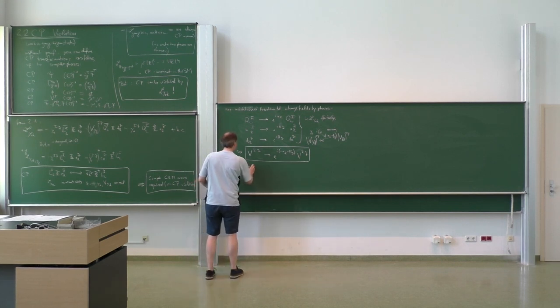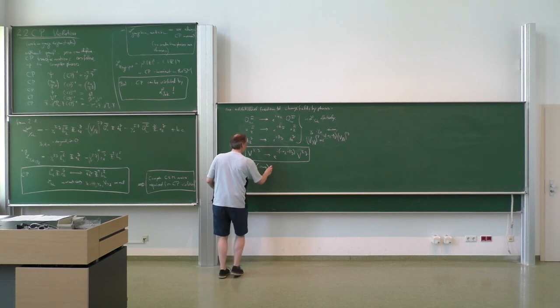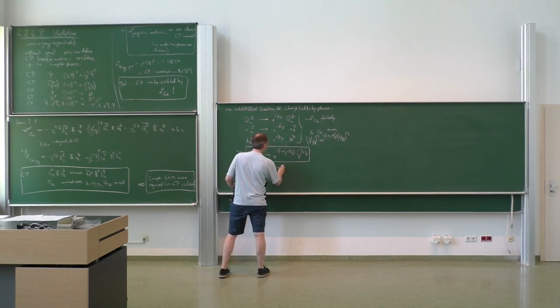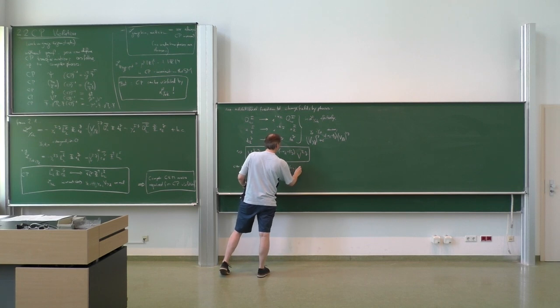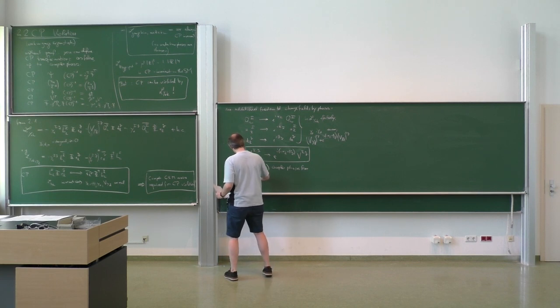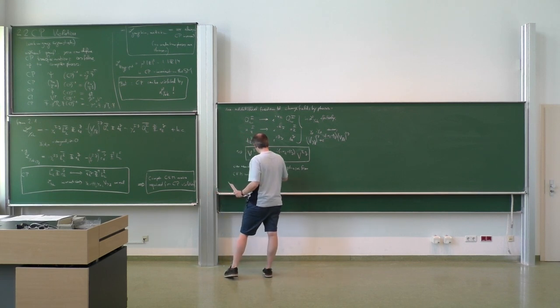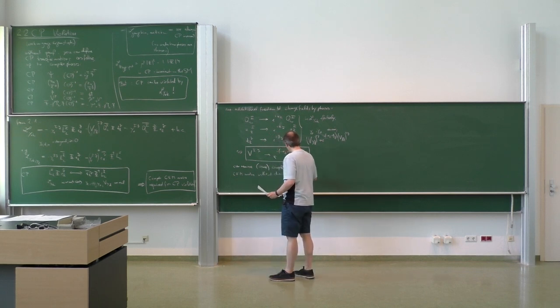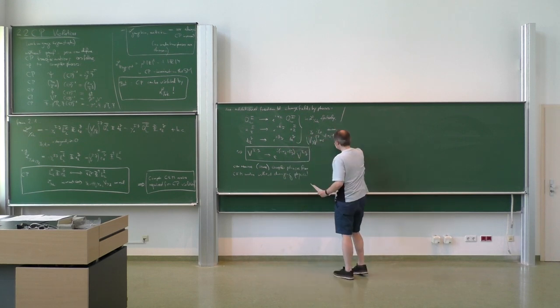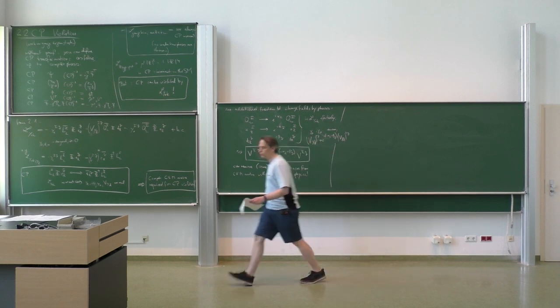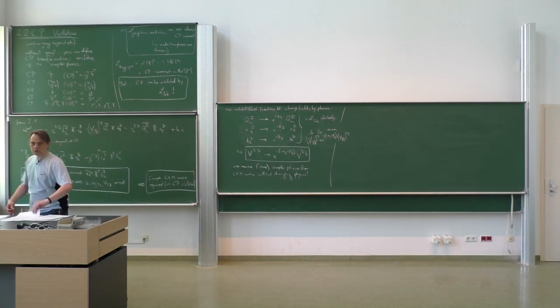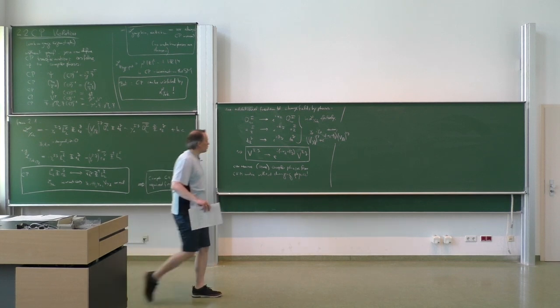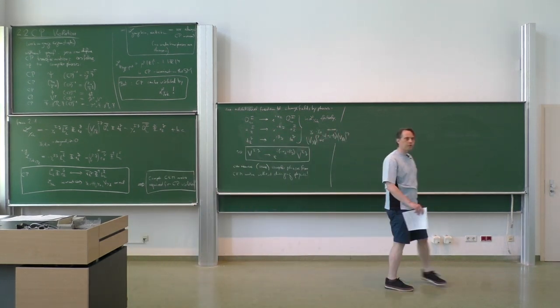So can we remove some complex phases from the CKM matrix without changing physics? So let's do that. And now comes into play the discussion of how many generations are there.